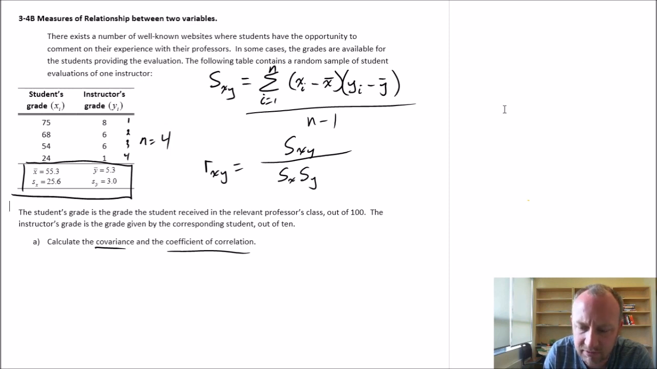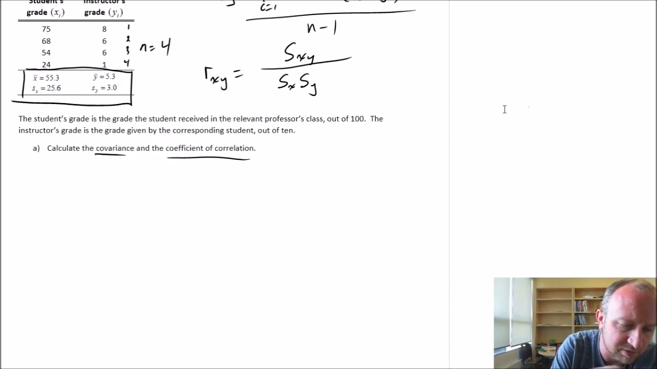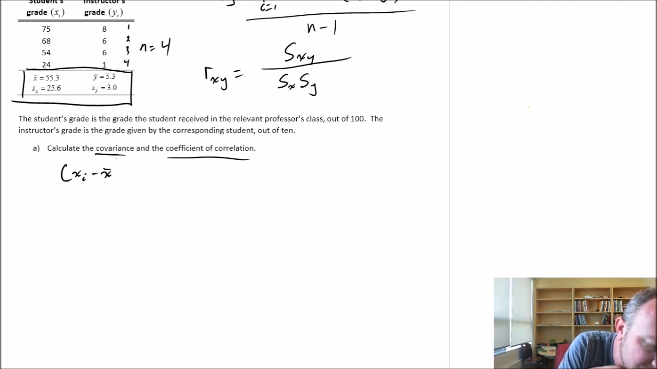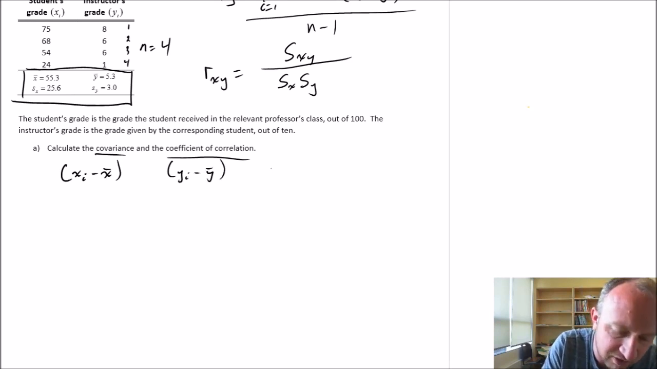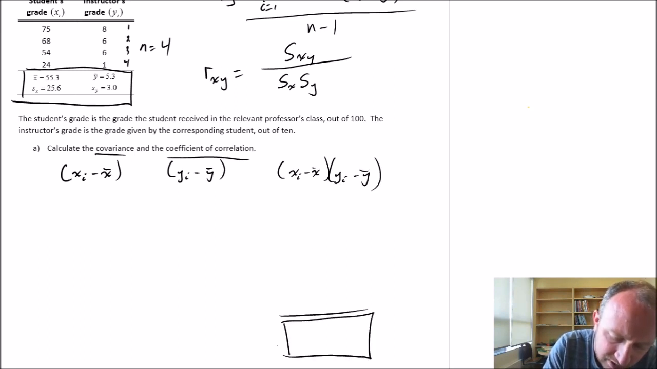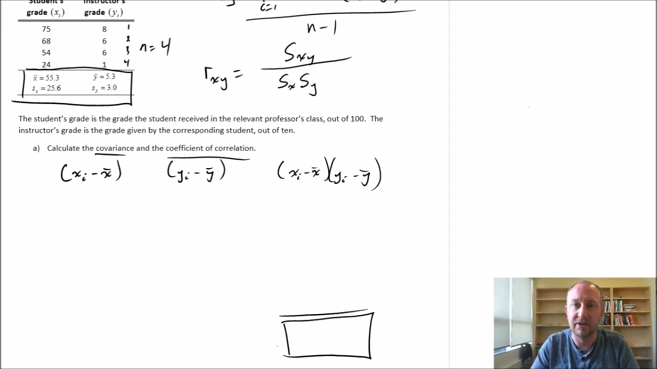So, let me scroll down here and just have a little bit more room to work with. So here I'm just going to put in some titles, some headers. We're going to calculate three columns. First, we'll get all of the differences for the X variable, then all of the differences for the Y variable. And then here, we're going to multiply those together, add those up, and then somewhere down here is where we'll finally have the numerator for the covariance formula. Okay, so let's get started here.